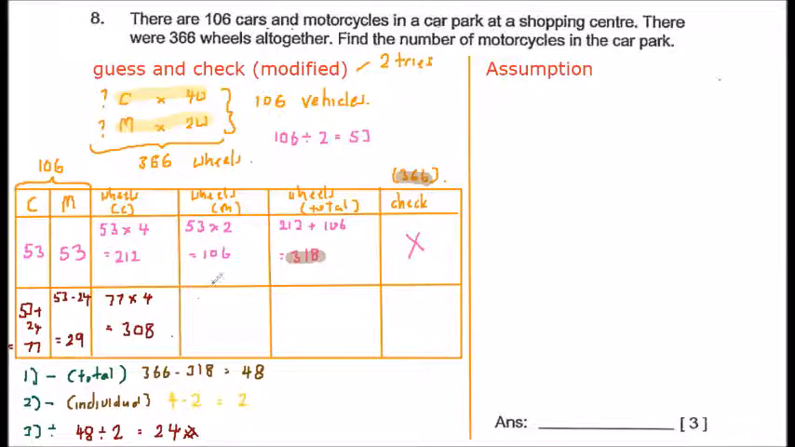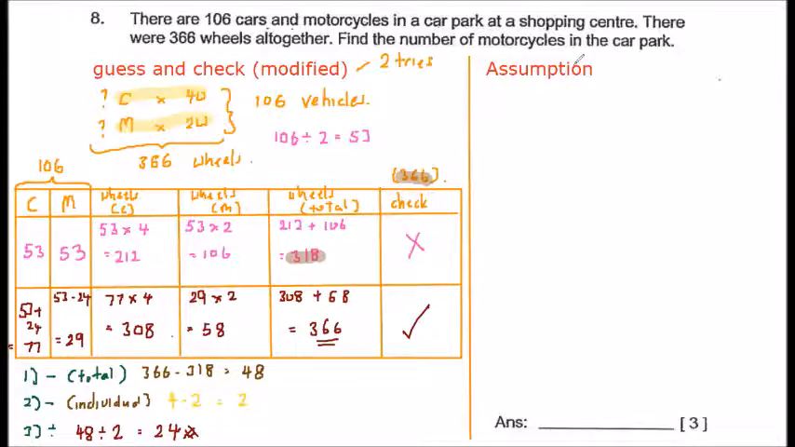How many motorcycles are there? 29. 29 times 2, we have 58. So the total number, isn't it 308 plus 58? We will get 366. And we got the correct answer. Okay, so guys, this is the modified guess and check method. Promise to get you the answer within 2 steps.